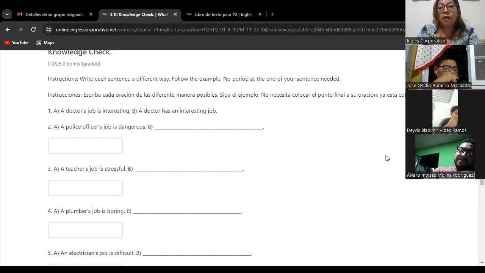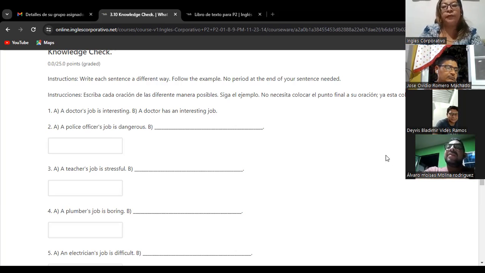Noun es sustantivo. Un sustantivo. Entonces, por eso les decía yo que el sustantivo puede ser a person, una persona. Trabajo, puesto. Yes, una cosa, un lugar.